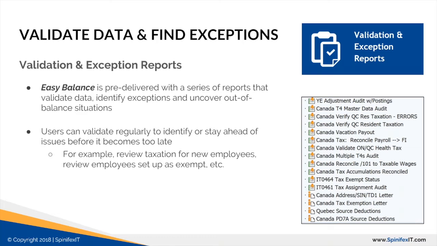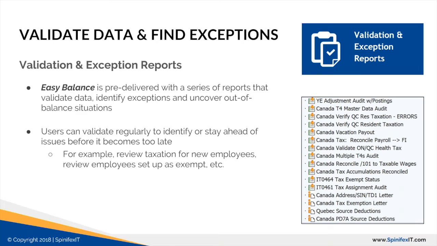We have a multiple T4s audit. That actually checks to see the employees who have results in more than one province. So you know that they're going to get more than one T4. Let's see, we have tax exempt status, InfoType 464. We give you that in both a report format as well as a letter that you can generate for the employees. And InfoType 461 tax assignment audit is on there as well. And I'll show you how that one works here in just a few moments too.